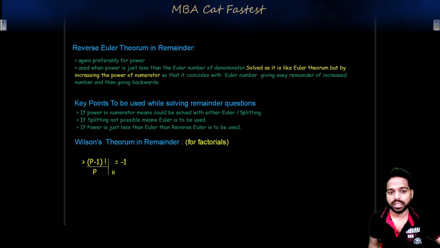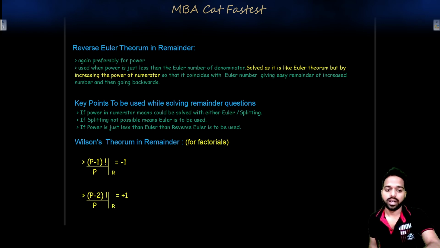Now, Wilson's theorem in remainder. This is particularly used for factorials only, and factorials of a prime number. So let's say you get a question of 36 factorial divided by 37. You could directly write the answer that it will be -1. If you get another question, 35 factorial divided by 37, you will directly write the answer +1. See how easy the calculation has been made.